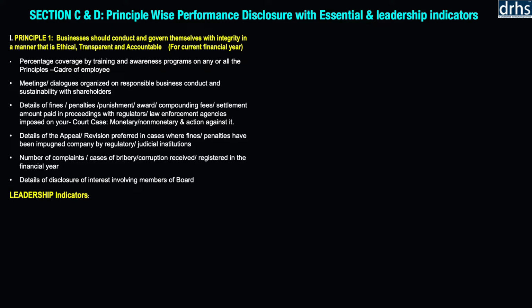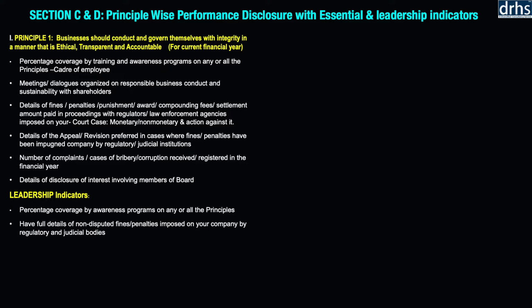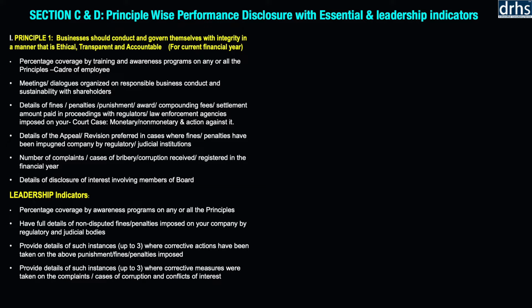The leadership indicator largely seeks details pertaining to the proportion and coverage of awareness programs on any or all of the principles, full details of non-disputed fines and penalties imposed on the company by regulatory and judicial bodies, and details of such instances, maybe up to 3 instances, where corrective action has been taken on the above punishment, fines and penalties imposed, and also the corrective measures taken against it. Besides, it seeks information on whether the company has business continuity and related disaster management.